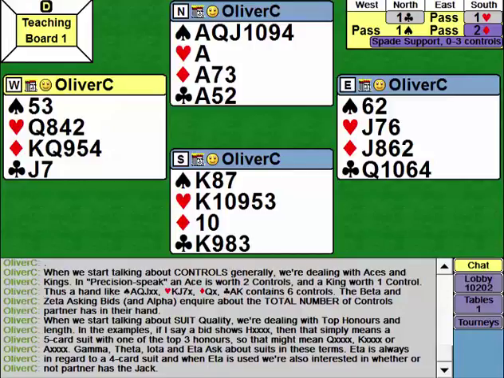There are times when we are also interested in whether partner has the jack or not, but those are specific responses. For example, a length known gamma is also asking about whether partner has the jack. Eta, which is effectively a length known gamma, is also normally including whether partner has the jack or not, particularly if they've got a top honor as well. Okay, so that's suit quality. Any questions on that before I move on?